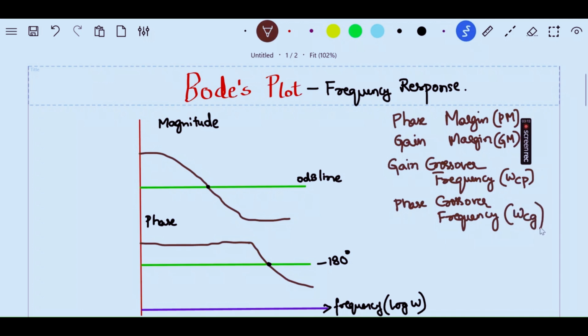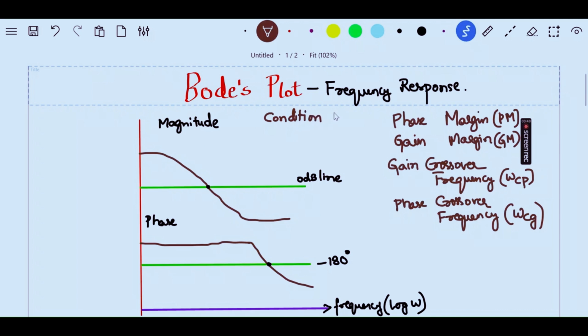So once the magnitude and phase plot is done, we are going to use a method to calculate what is the phase margin, what is the gain margin, what is the gain crossover frequency, and what is the phase crossover frequency. Now, if you look at the diagram which you are able to see on the screen, which I've written here, this is the first condition, condition 1.